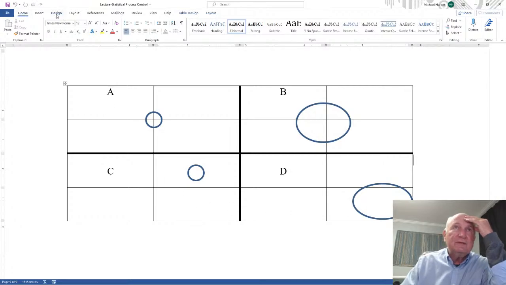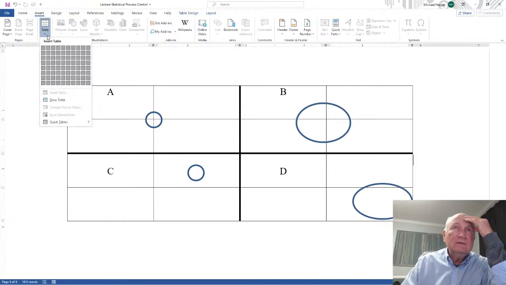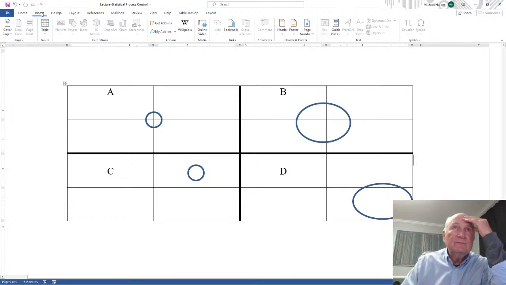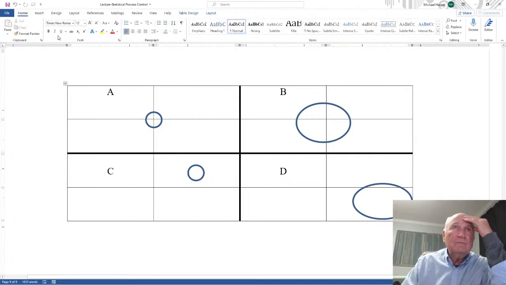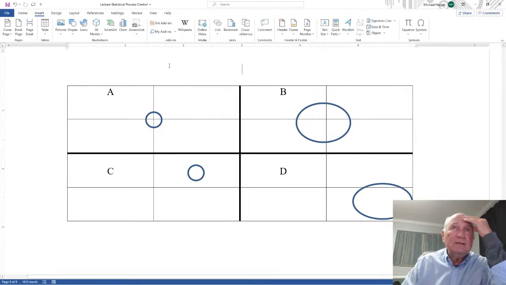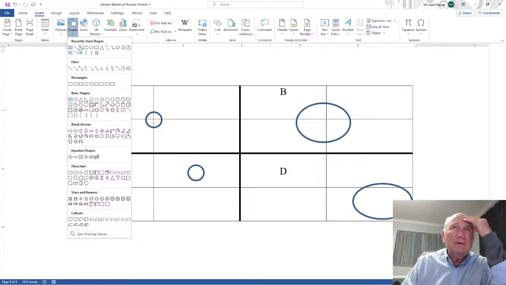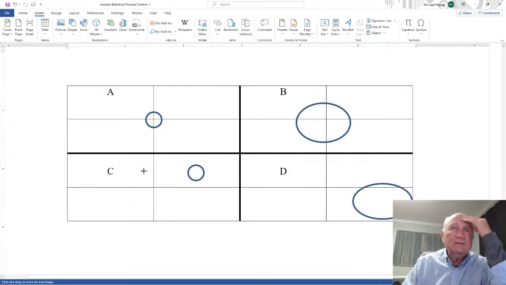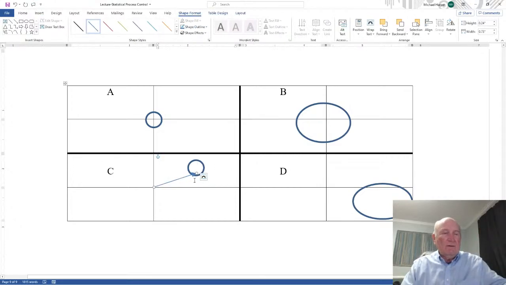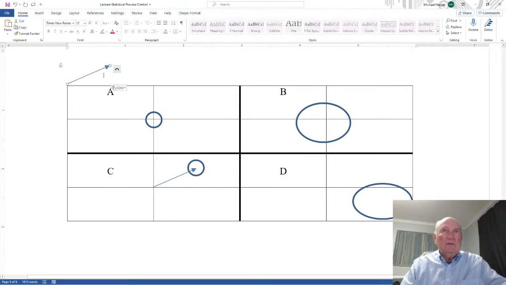Oh, let me go ahead and put this in. Insert table, oops. Insert home. Oops, let me take it out. Shape. Let's do this. To there. They didn't like that. Okay. Good. And then put this over here.